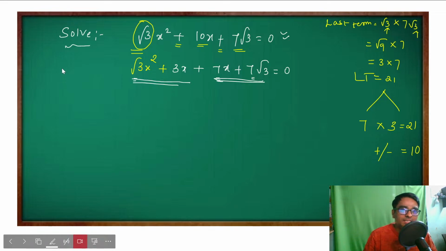See, I have always told you, while taking common, be careful. First observe the numbers, then observe your letters, then observe your signs. These 3 steps you need to take care of. Now I will observe the numbers here. What are the numbers? Root 3 and 3. Who will come common? The smaller table will come common.